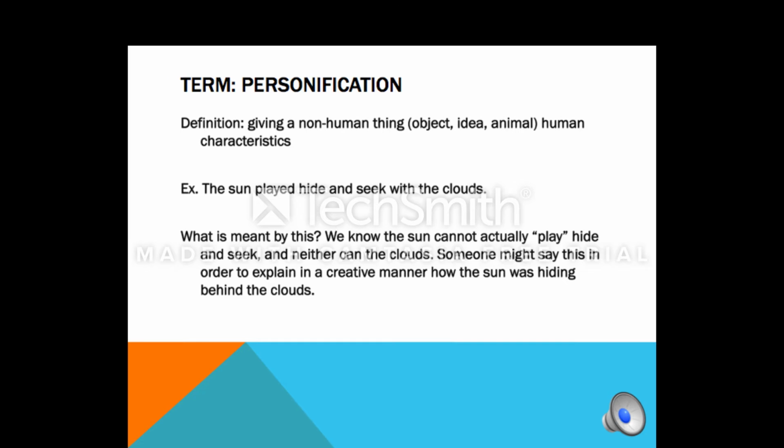And last but not least, on your flipbook, you should write personification. The definition of that is giving a non-human thing human characteristics. For example, the sun played hide and seek with the clouds. Now we know that the sun cannot actually play hide and seek, neither can clouds, but somebody might say this in order to explain in a more creative way just how the sun was behind the clouds.